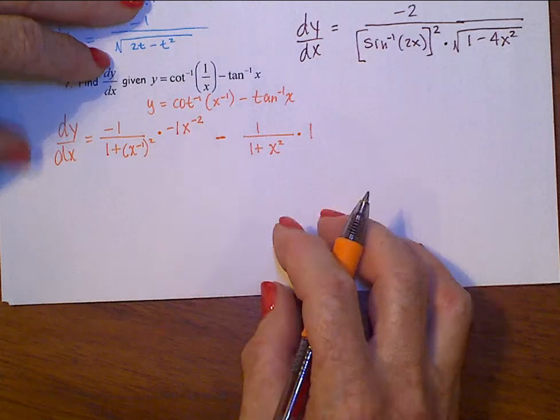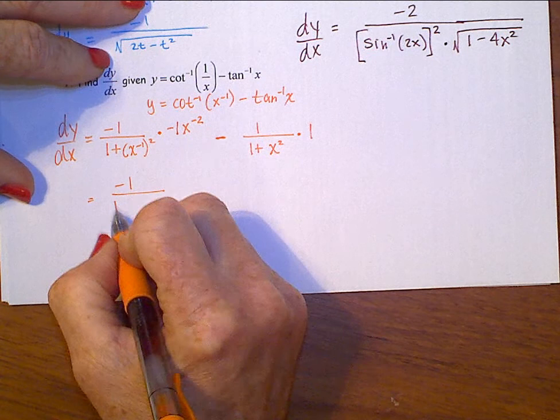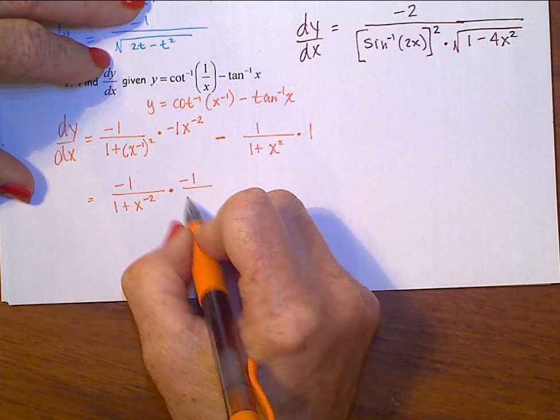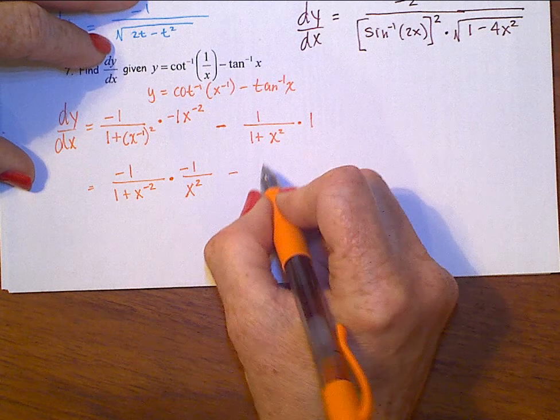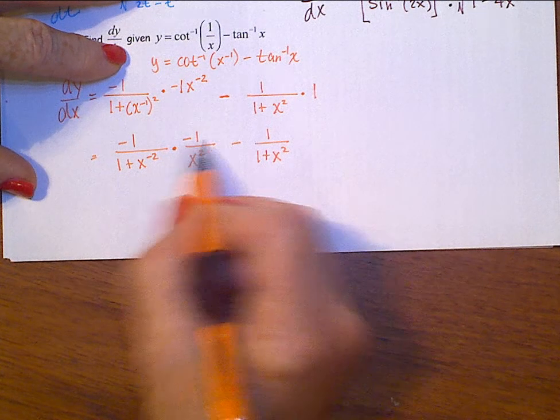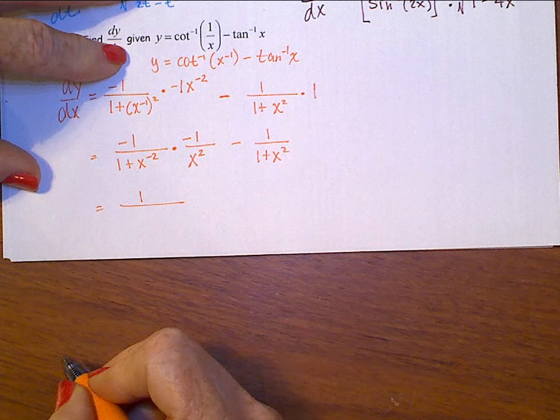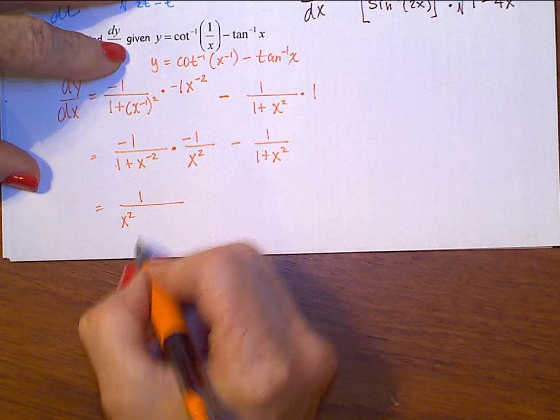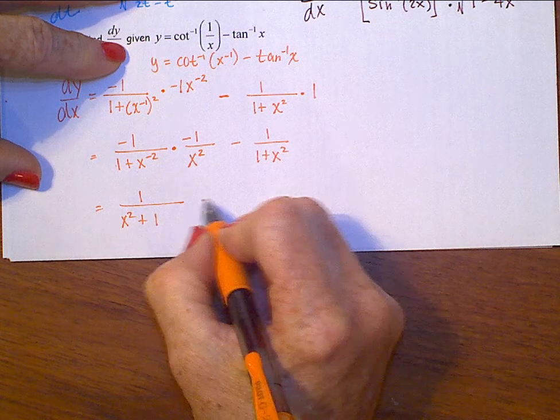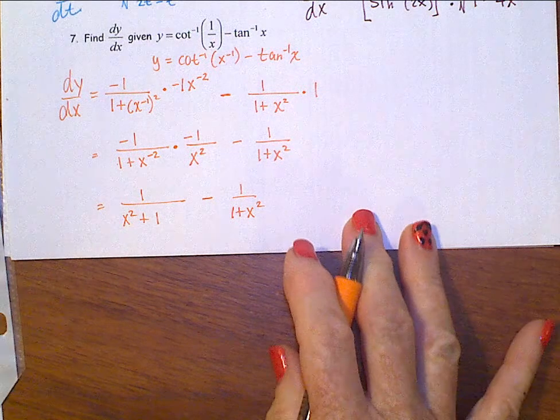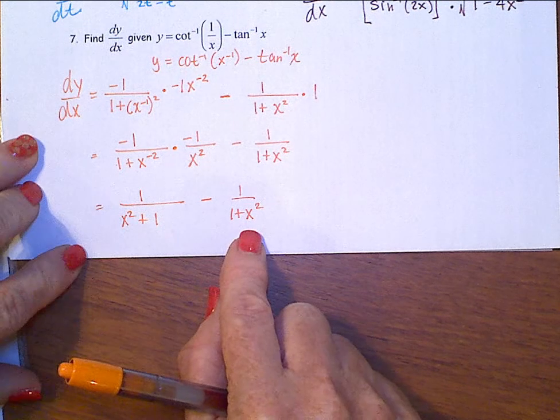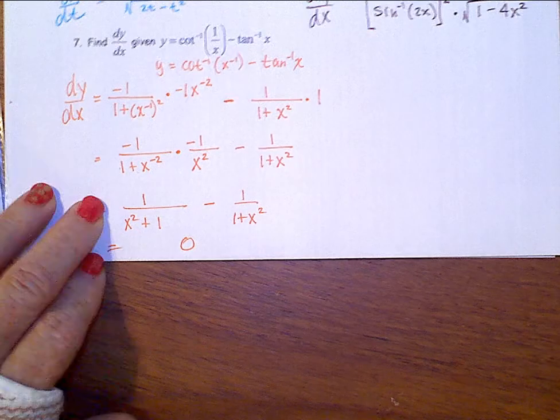All right, let's clean this up. Negative 1 over 1 plus x to the negative 2 times negative 1 over x squared minus 1 over 1 plus x squared. All right, let's multiply these two fractions together. The numerator, we get 1. Denominator, x squared times 1, x squared, plus x squared times x to the negative 2. That's 1. Oh, see what I mean? Look at this. 1 over x squared plus 1 minus 1 over x squared plus 1. This is 0. Yes, this is 0.